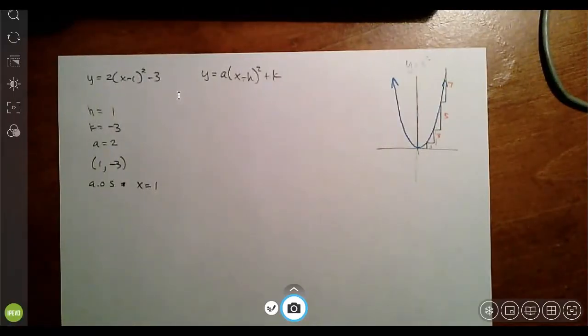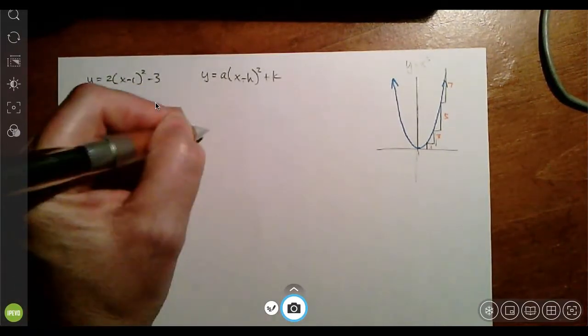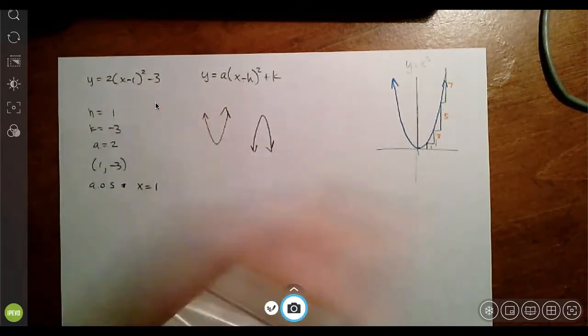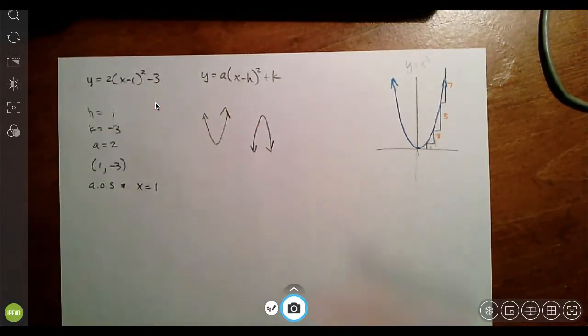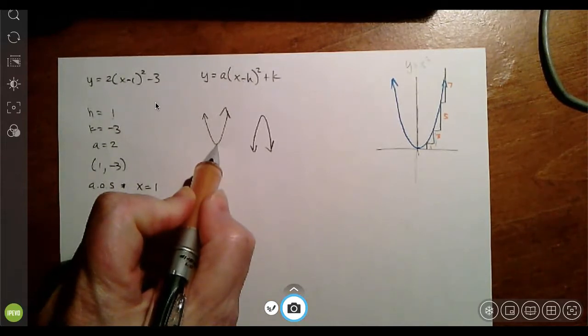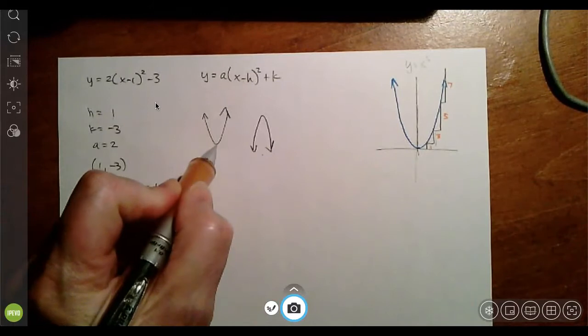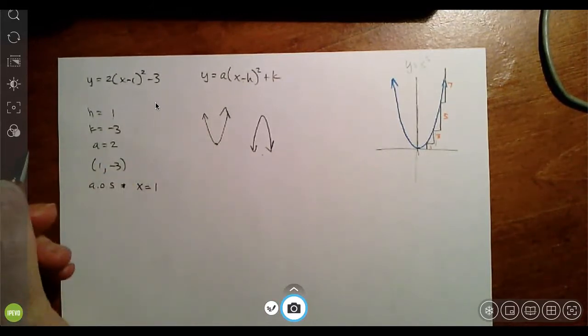So whether the vertex is a maximum or minimum is really determined by whether the parabola opens up like this or opens down like this. And we can tell just by looking at the value of a. If a is positive, it's this, and if a is negative, it's this. So our value of a is positive, so our vertex then is going to be a minimum.